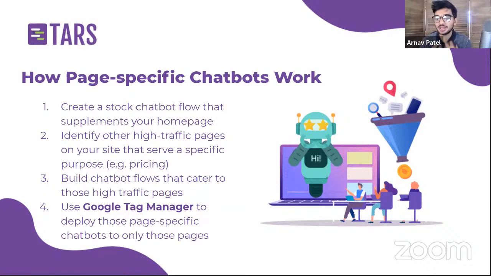So in our example, in the case of our website, I talked about our pricing page. Our pricing page is a high traffic page, and people who land on the pricing page tend to be higher intent than people who land on other pages. So we want to identify that as a page where we make a page-specific chatbot.